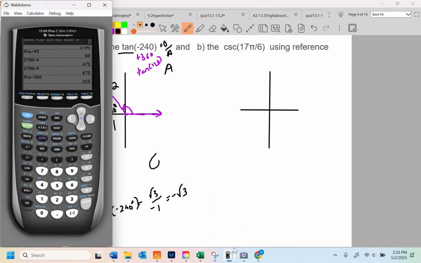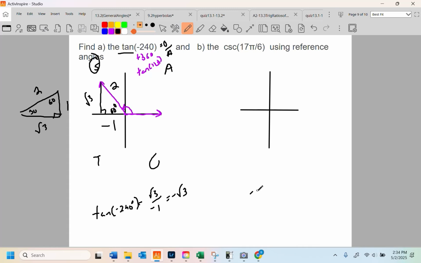I always get a kick out of it when I start testing kids and they miss these problems. And it just blows my mind. Like here I am, I'm doing this by hand. All right, tangent negative 240 is that. Guess what negative root 3 is? It's the same thing, kids. This stuff ain't hard.